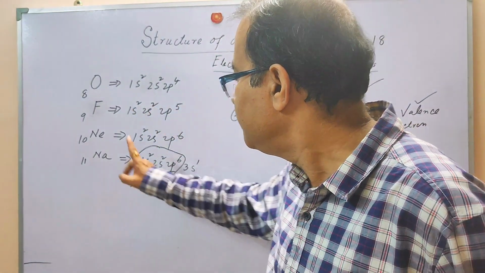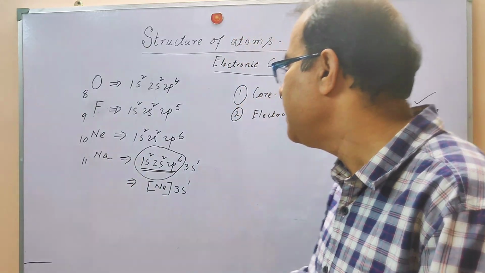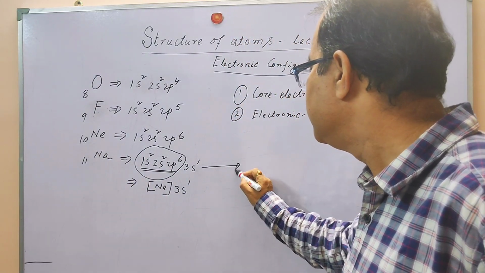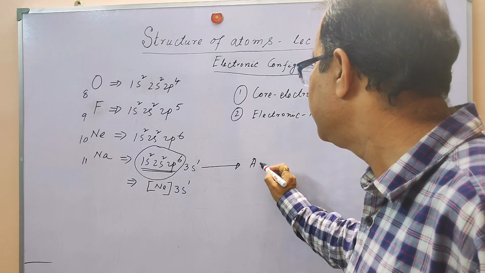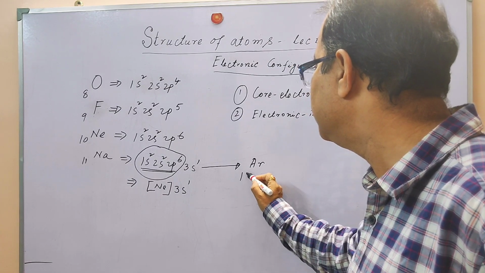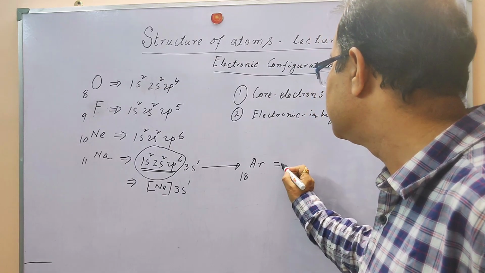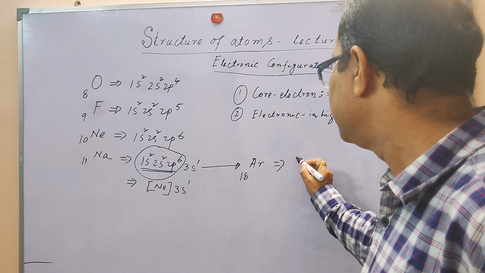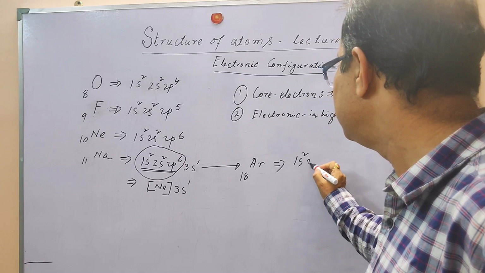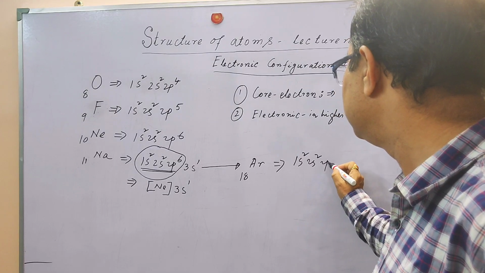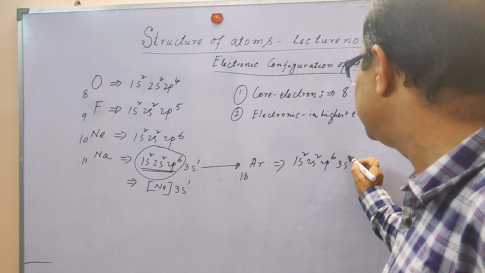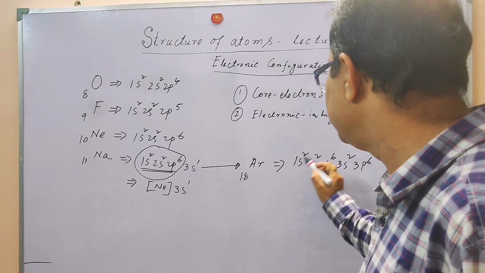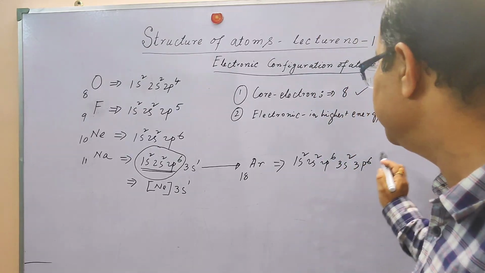So you can see from sodium, that is 11, this goes up to argon. Argon has the atomic number 18. So this can be written as 1s2, 2s2, 2p6, 3s2, 3p6. So this is the electronic configuration of this.